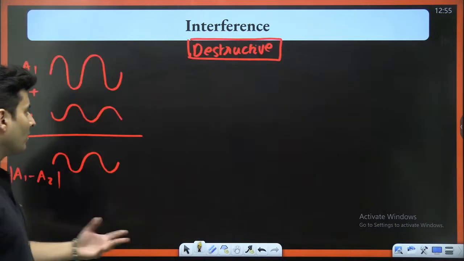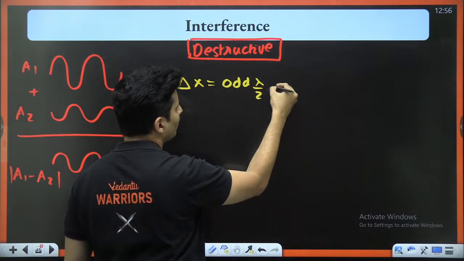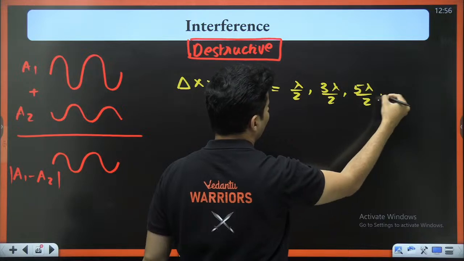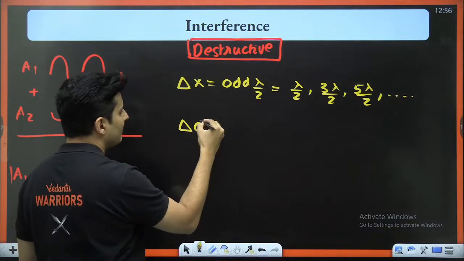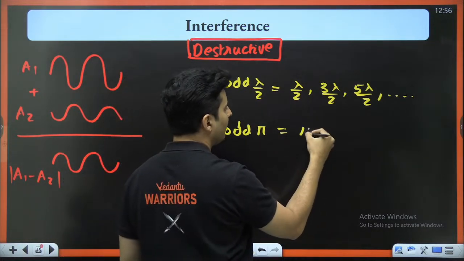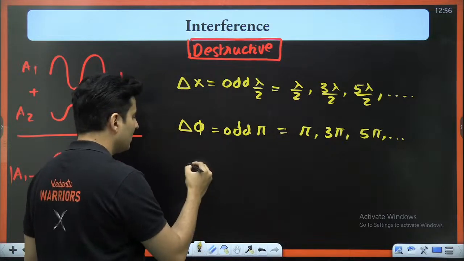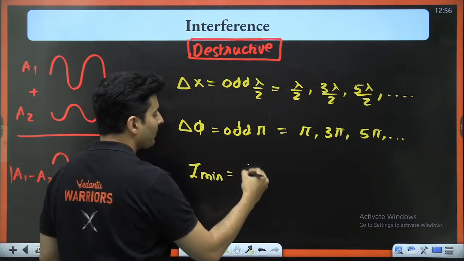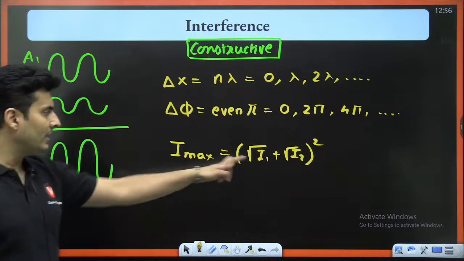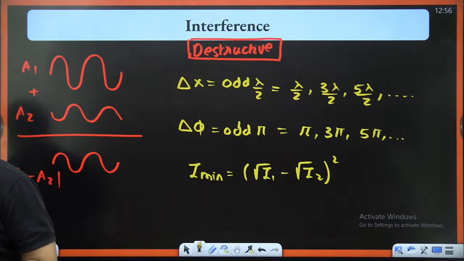That is for constructive. For destructive, the path difference will be odd multiples of lambda by 2, which means lambda by 2, 3 lambda by 2, 5 lambda by 2, 7 lambda by 2, 9 lambda by 2, like that. And the phase difference will be odd multiples of pi. Everything is odd over here. So it will be either pi, 3 pi, 5 pi, 7 pi, like that. And the intensity of the light or the sound is minimum. The formula is very similar: root I1 minus root I2 whole square. Instead of plus, you will get minus over here. That's the major difference. Is that clear?